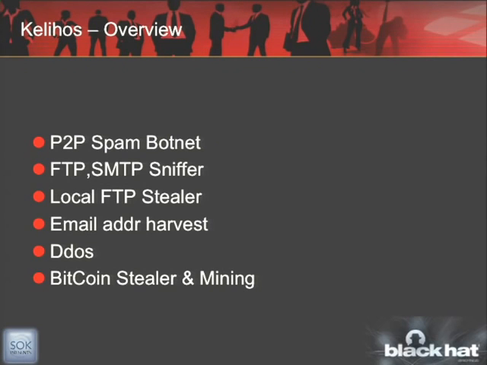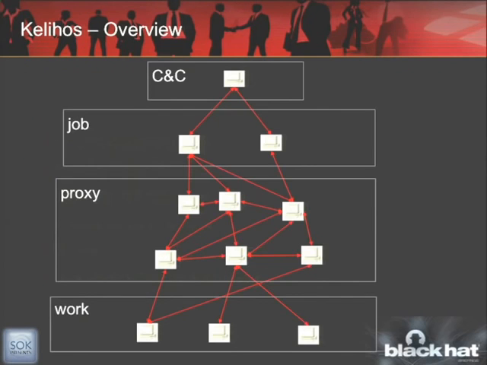Next, let's see the infrastructure of the Kelihos Botnet. Basically, there are two main kinds of computers. One is the job servers and the CNC servers, which are under the botmaster's control. The other is compromised computers, like the proxy nodes and the worker nodes. Among those compromised computers, if a computer has a public IP address, it will become a proxy node. The worker nodes don't have any public IP addresses.